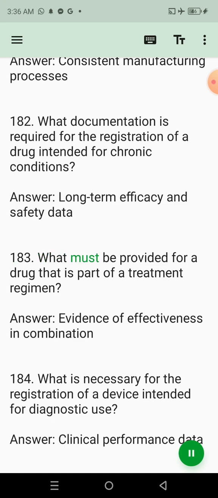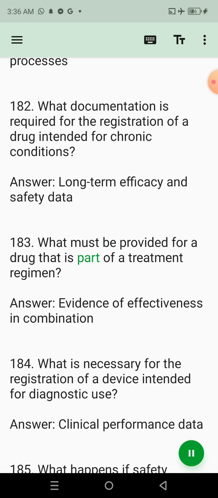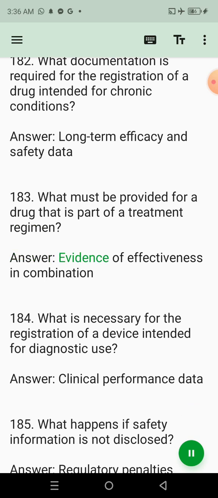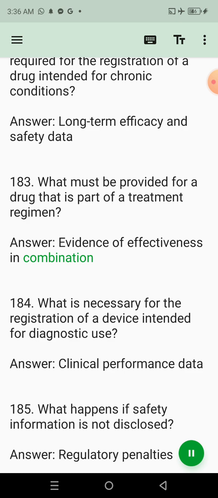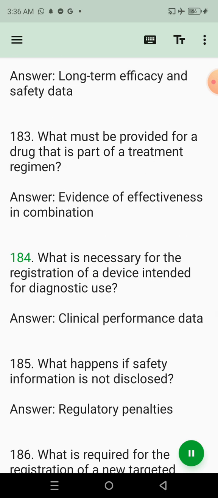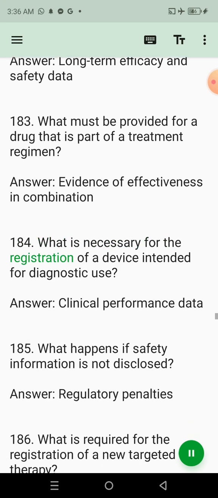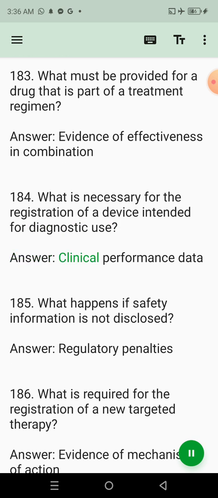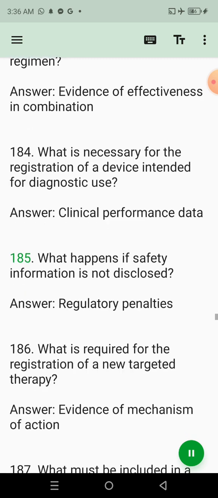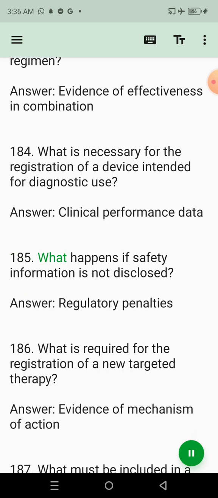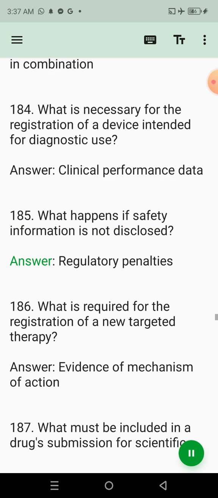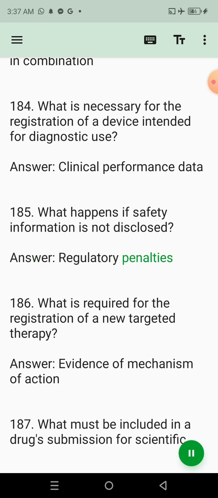183. What must be provided for a drug that is part of a treatment regimen? Answer: evidence of effectiveness in combination. 184. What is necessary for the registration of a device intended for diagnostic use? Answer: clinical performance data. 185. What happens if safety information is not disclosed? Answer: regulatory penalties.